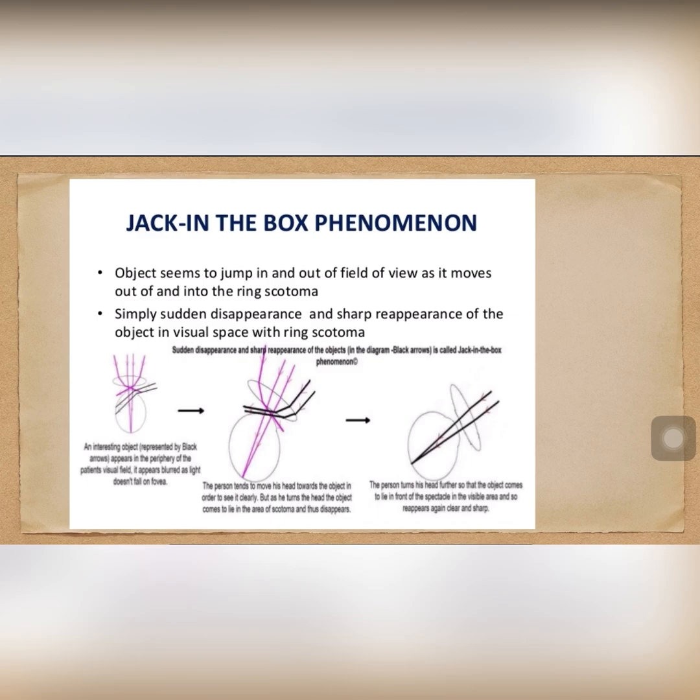Roving ring scotoma is also known as jack-in-the-box phenomenon, where the object seems to jump in and out of the field of view as it moves out of and into the ring scotoma. It is named jack-in-the-box because you would have seen a jack in a box where a joker comes out of the box and moves in and out, in and out. That's why it is known as jack-in-the-box phenomenon.